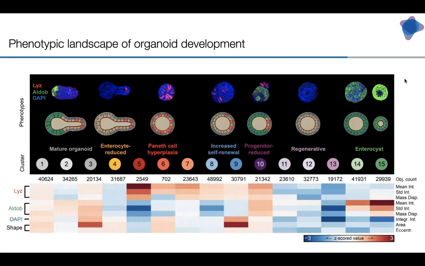In this case, we have 15 subclusters that are different gradients on strength of different main phenotypes, as you can see here. These are more mature organoids, the normal ones that we see. We have enterocyte-reduced, and then all the different ones until this enterocyst, which is the absence of symmetry breaking. This one is one of my favorites, and then you will see why. This is what we call the regenerative phenotype. This is the phenotype that really looks like an overactivation of YAP.